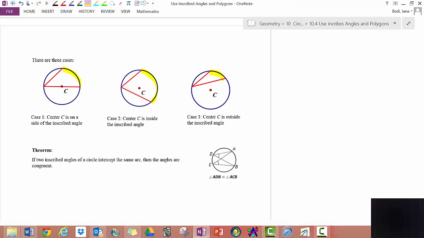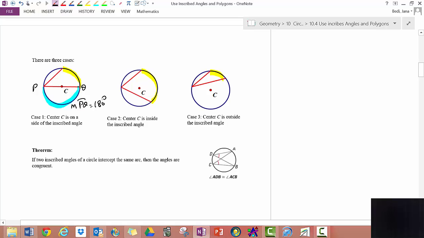And by the way, in the first case, this is a semicircle. The measure of this arc, let's call it PQ, is 180 degrees because that's a semicircle.